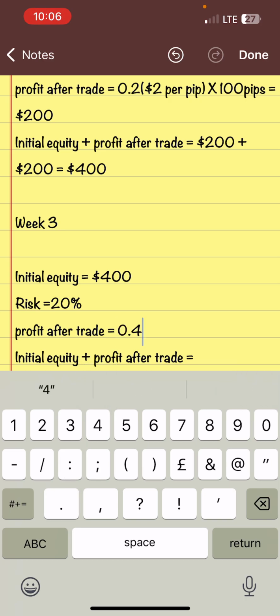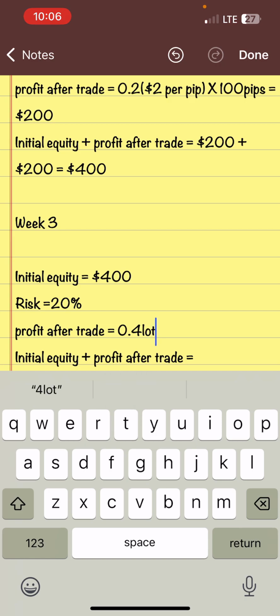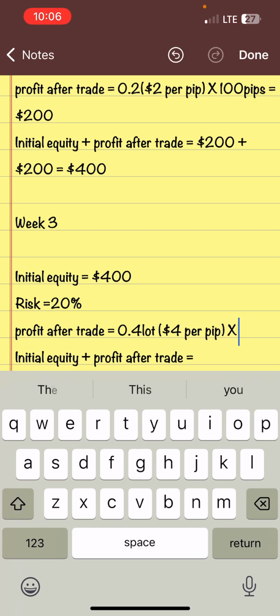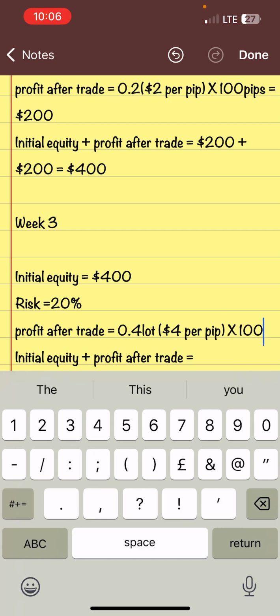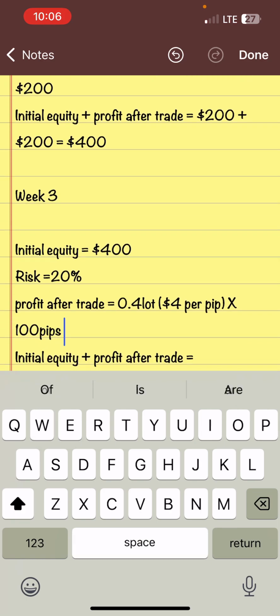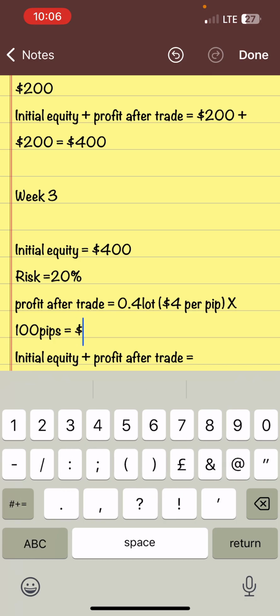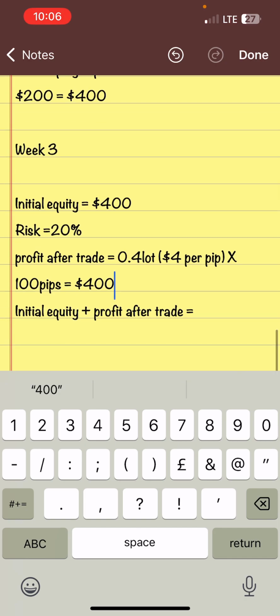So 0.4 lot size, meaning that we have $4 per pip times 100 pips, meaning that you gain 100 pips in a week. In that week, we give you $400, right? So that is 4 times 100 is 400.